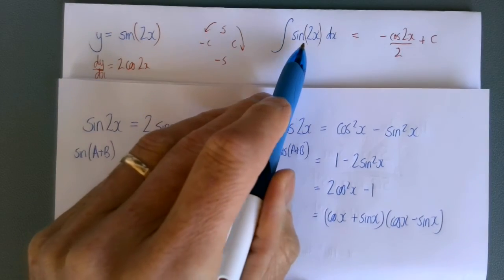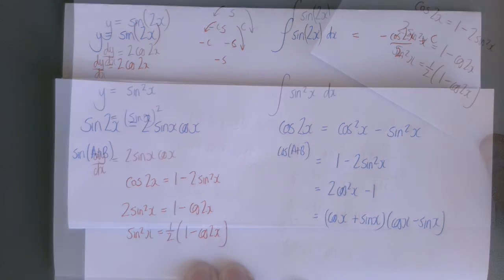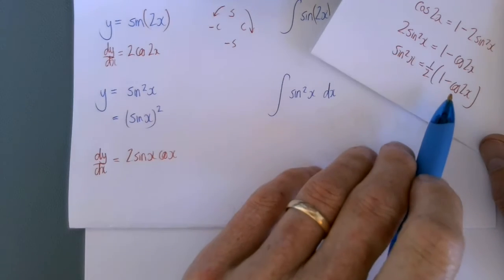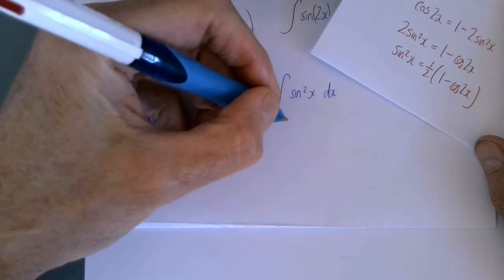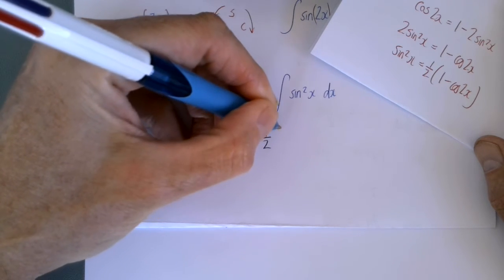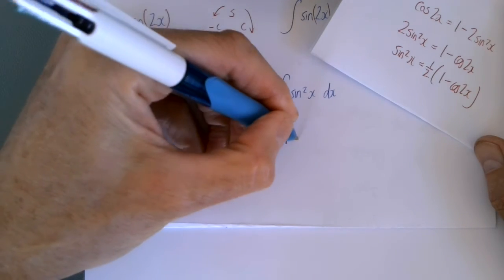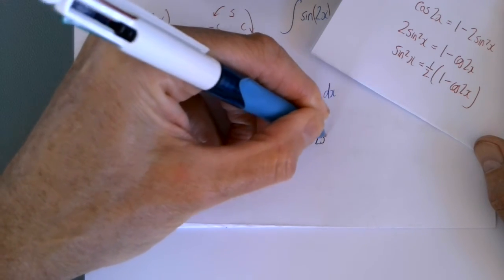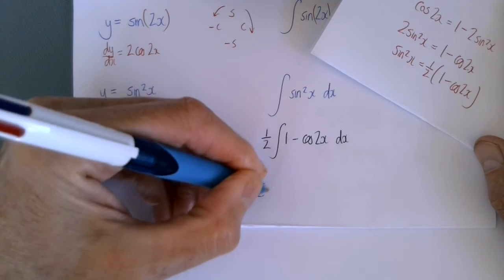Now I can integrate sine 2x, I can also integrate cos 2x. So let's plug that into our original question. I'm going to choose to put the half outside, but we can leave it inside or outside, it doesn't matter. So I've got that, and then I can integrate it.